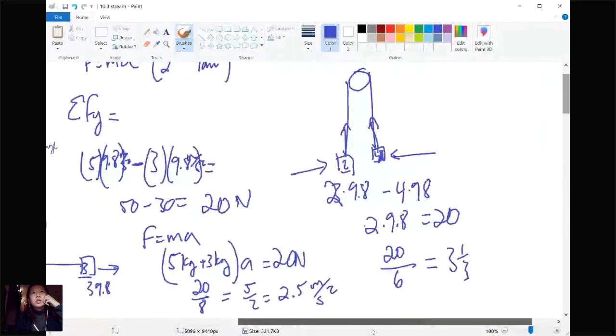Yeah, so pretty much what you can do is just find the difference of these two guys.